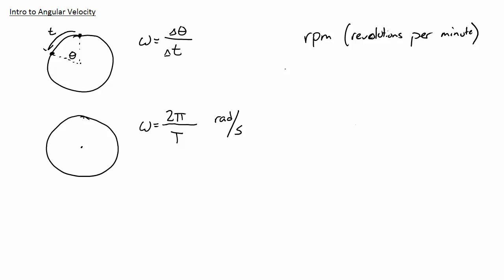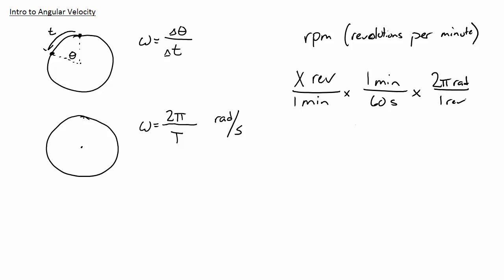Easiest way to do that is that we know that if we have, let's say, X number of revolutions per minute, we're just going to use our factor labels. So if I just multiply, I know that 1 minute is equal to 60 seconds. And I know that there's 2 pi radians in 1 revolution. So essentially what you're going to do is if you have X RPM, if you multiply that times 2 pi divided by 60, that will convert to your standard radians per second.